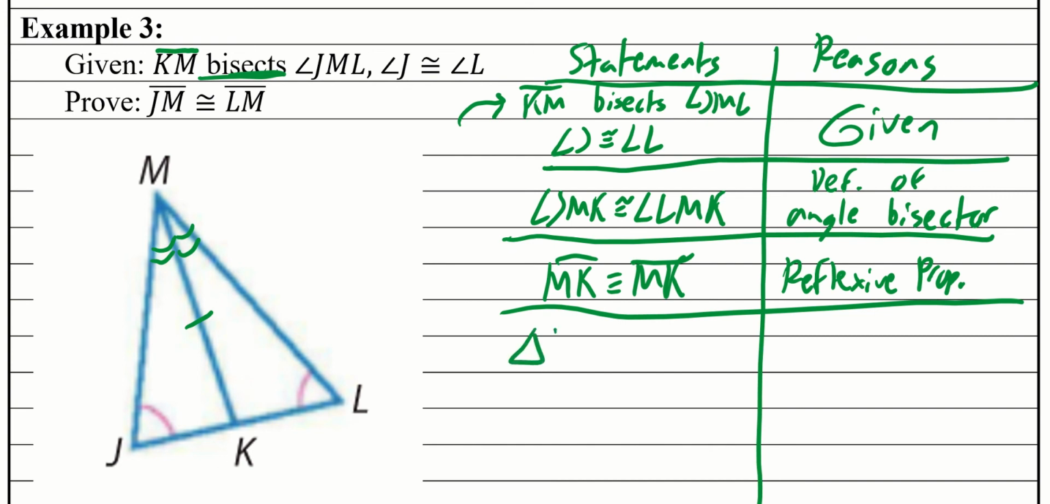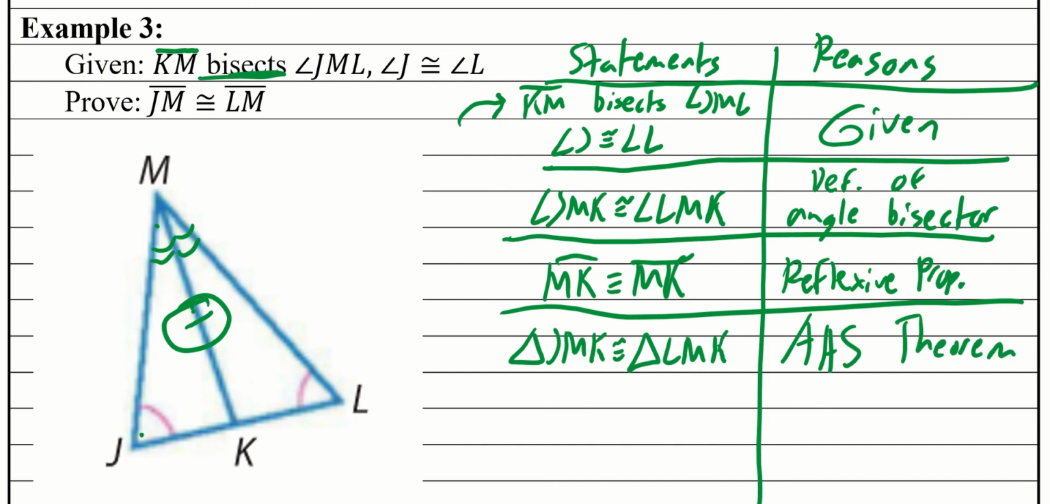So I can say triangle JMK is congruent to triangle LMK. Okay, these two triangles are congruent. And what is my reason for that? This is why I mark up my picture as I go. I see I have two pairs of angles, one pair of sides, and the pair of sides is not in between the two angles. So this would be angle, angle, side. The pair of sides is not in between the two angles.